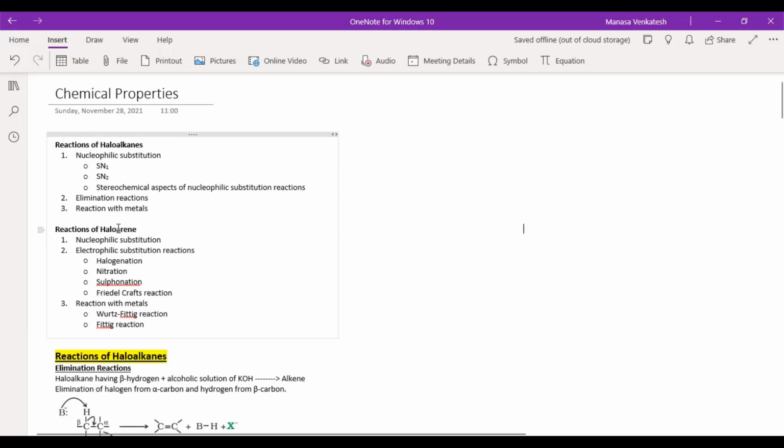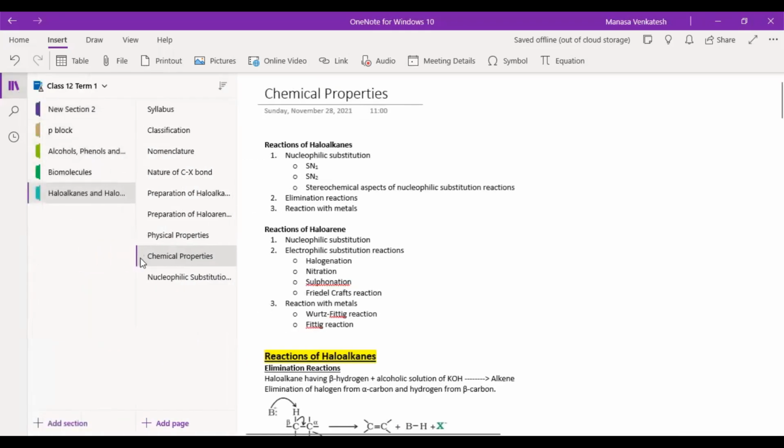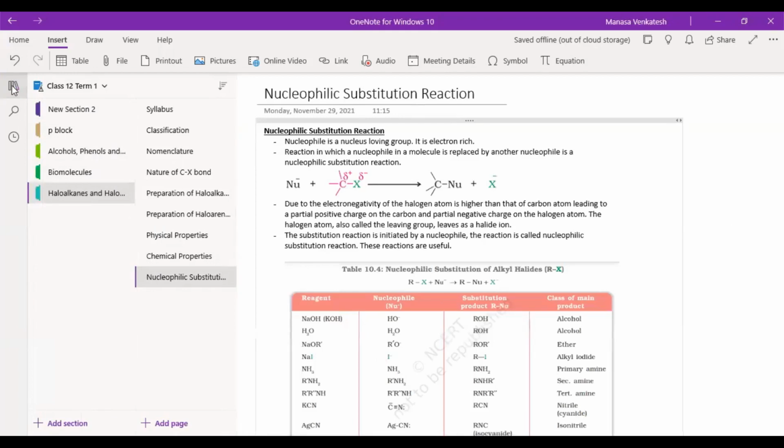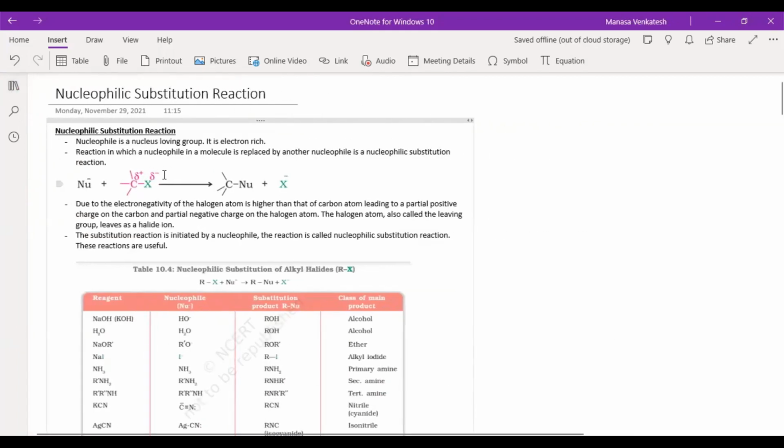So let's start with the nucleophilic substitution. I would just like to point out that it will be done in detail in the next video. I just wanted to give you a brief idea on this one, and then I'll be doing it in detail again in the next video.